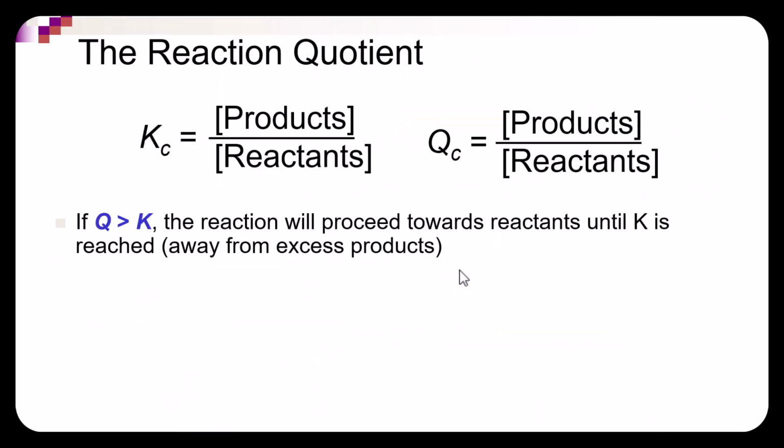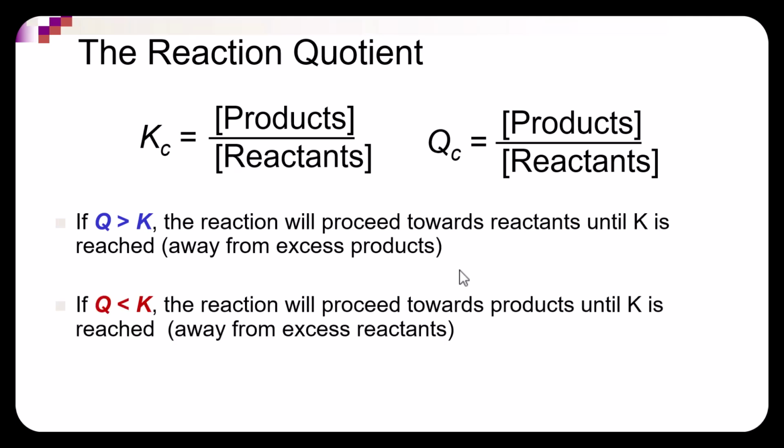So here's just kind of the words of the same thing I depicted. If Q is greater than K, we have an excess of products, so the reaction will proceed towards the reactants until K has been reached. If Q is less than K, we haven't quite gotten to equilibrium yet, right? We have too many reactants still. So we need to push towards the products until K is reached, up towards the products.